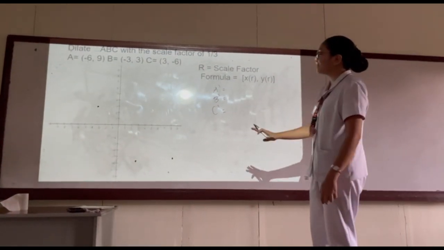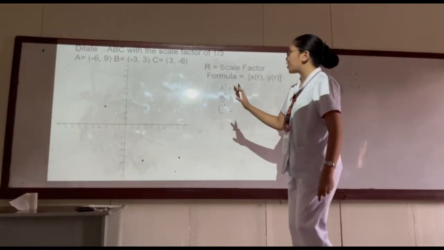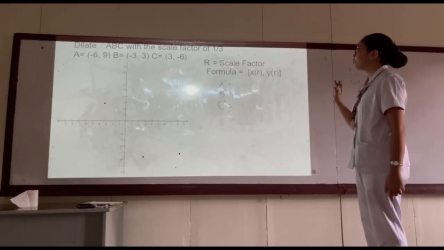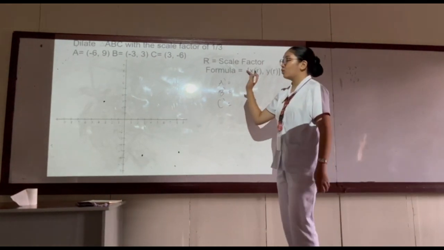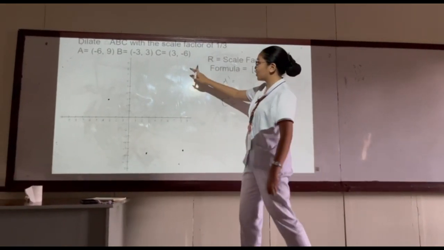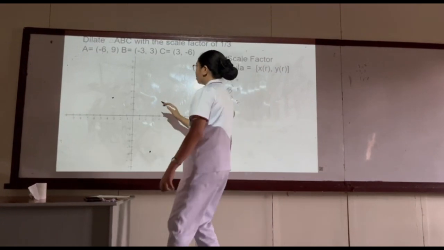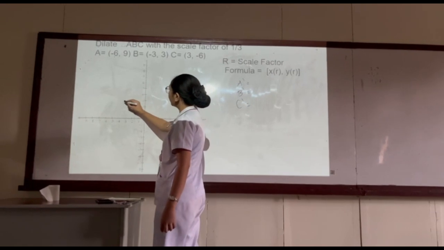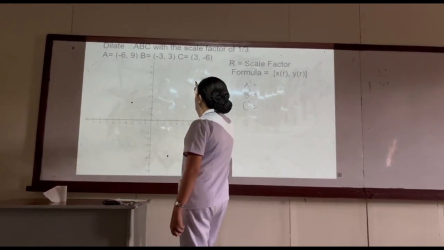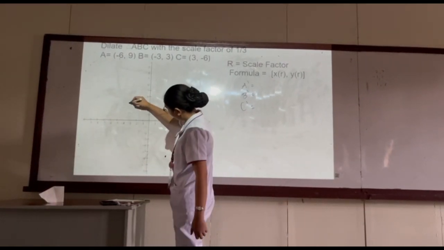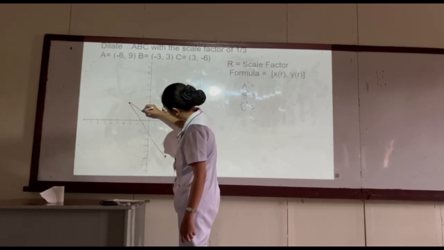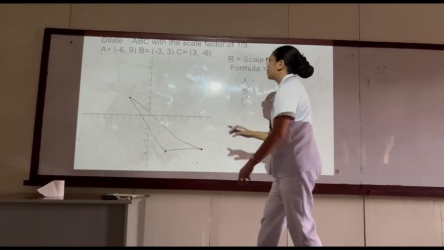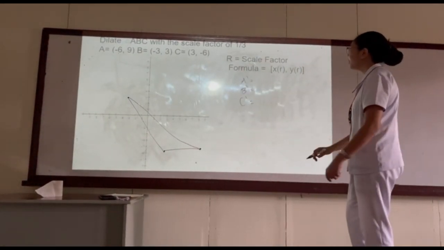So the given is dilate object with the scale factor of 1/3. So we're just going to multiply that with the given coordinates. But first, let's plot this one. So 6 will be over here, 3 here, then 3 6 here. So this is our object.